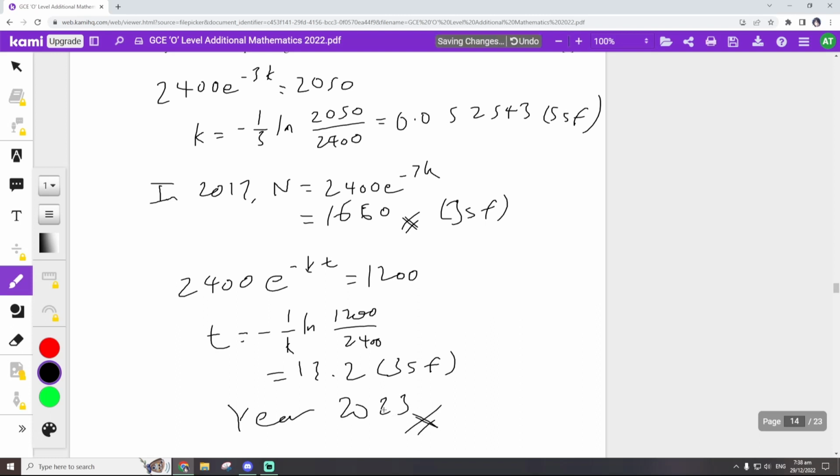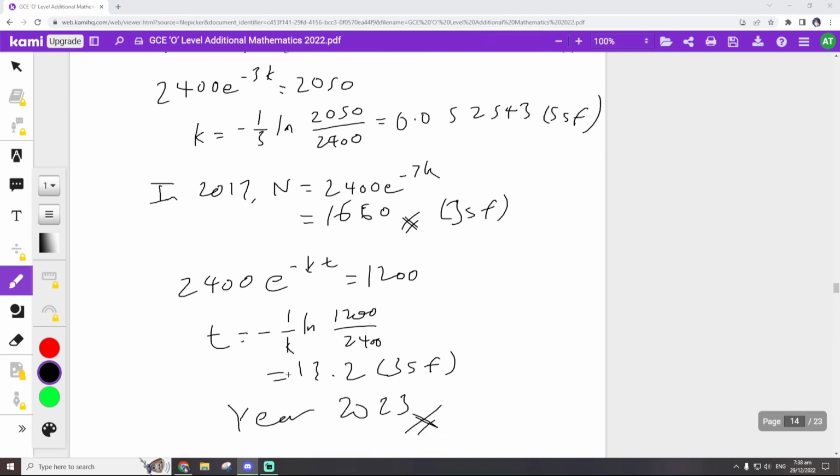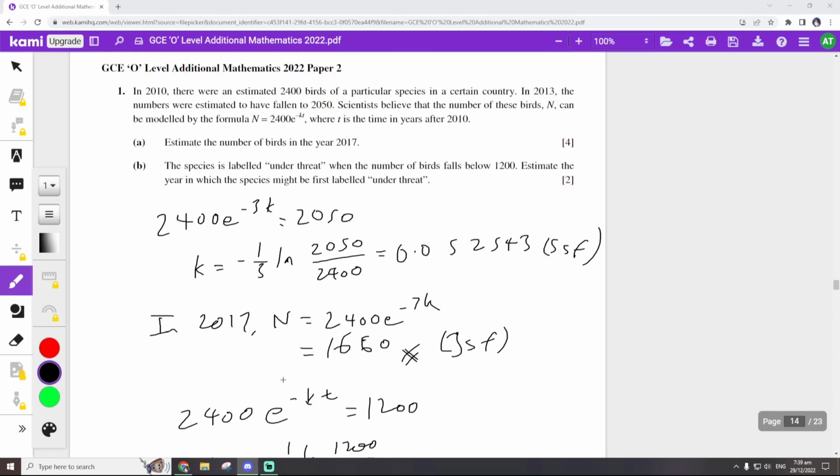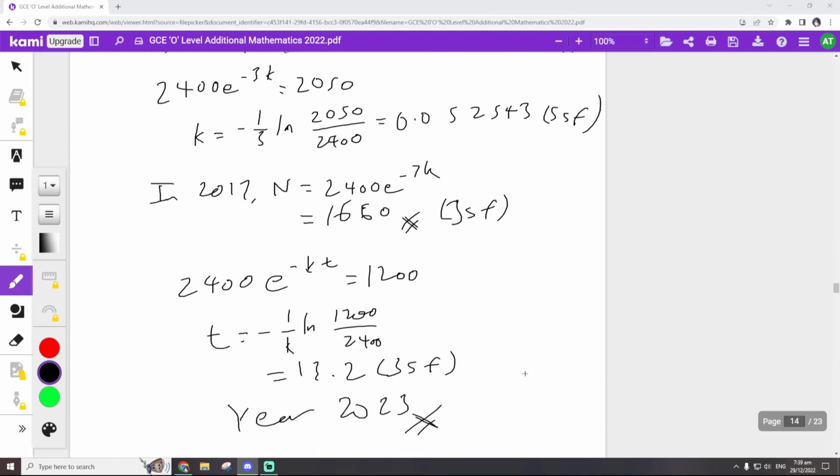Some people were arguing whether it should be 2023 or 2024. I think it's 2023 because 13.2 is in the middle of 2023. So you can declare a species under threat even in the middle of the year, right? Yeah, so that would be the way I take it.